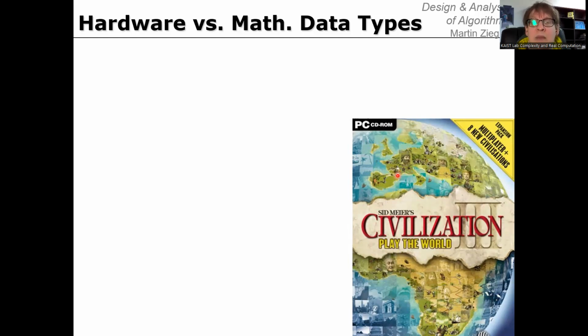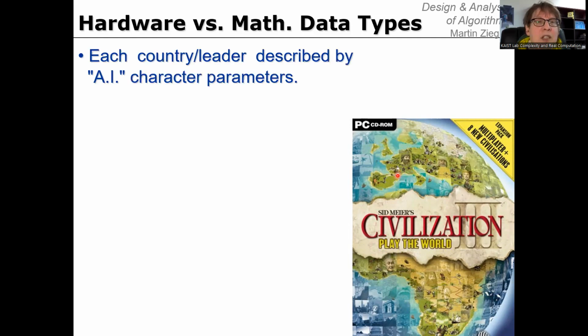But how did the computer players in this game, which is, I think, from the 1980s, rule countries? They were governed by a kind of rudimentary artificial intelligence, and different leaders of different countries were described by some numerical parameters that governed their general approach.